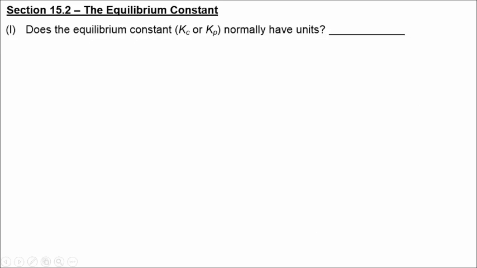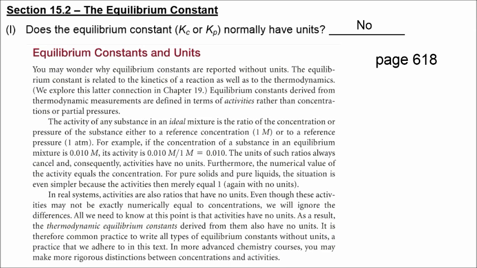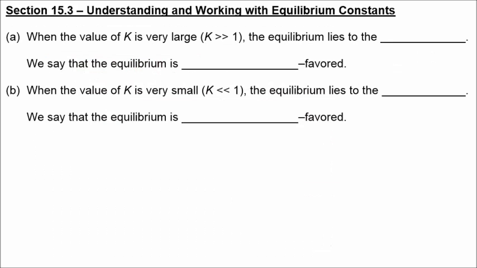Does the equilibrium constant normally have units? And the answer is no. And you can read on page 618 why we do not put units into this particular value. So when I say that the value of the equilibrium constant is 17 or 100, whatever that number is, it does not have any units.